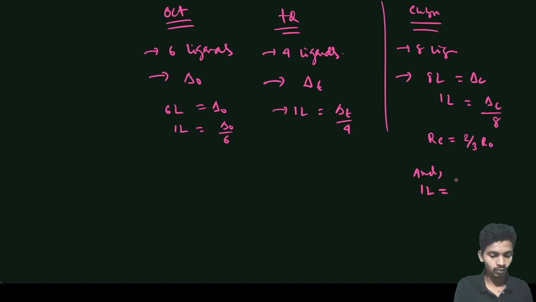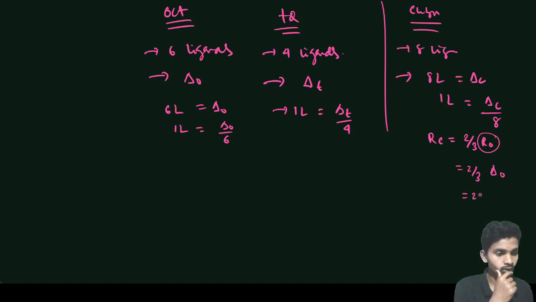And we know that 1 ligand is equal to how much? 1 ligand is delta C upon 8. So can I put this value, delta C upon 8? 2 upon 3 R naught, this we know, and this R naught I can write as equal to delta naught. Okay, this is 2 upon 3 delta naught.